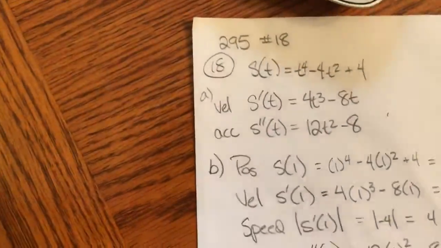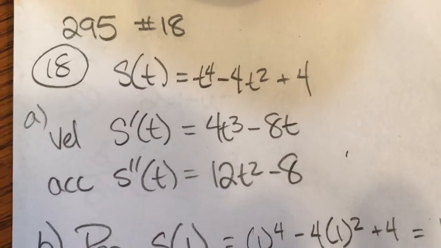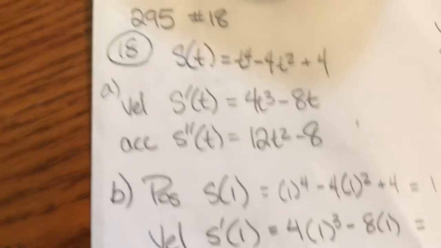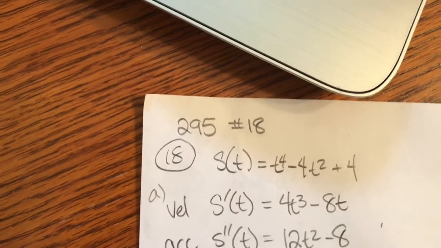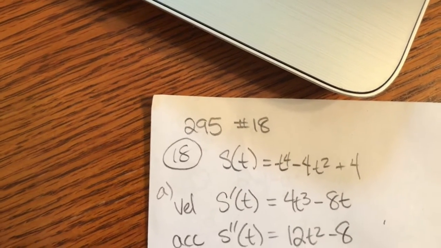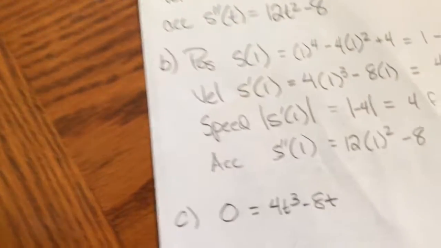I have a feeling that's what C is going to ask us to do. C is what time is the particle stopped? Nope, just kidding. The particle is stopped when the velocity is 0. The velocity function was 4t cubed minus 8t. So if I set that equal to 0, 0 equals 4t cubed minus 8t.